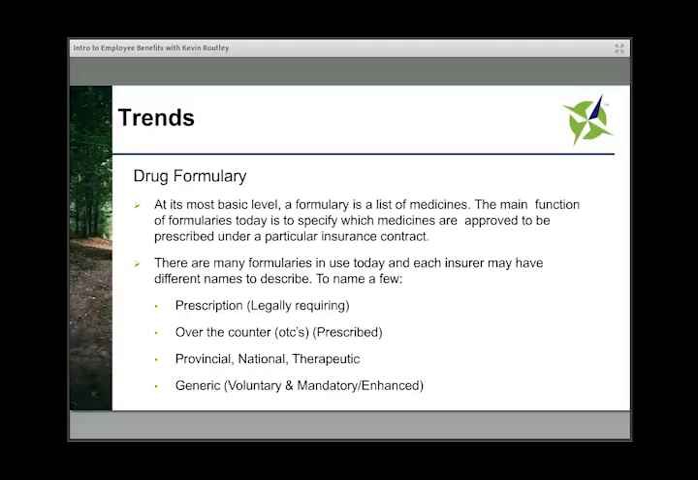Another trend is change of formulary within a drug program. At its most basic level, a formulary is a list of medicines or medications. The main function of a formulary is to specify which medications are approved to be prescribed under a particular insurance contract. There's all kinds of formularies out there. And to name a few, most benefit programs have what's called a prescription formulary, meaning your drug is covered if it legally requires a prescription by law.